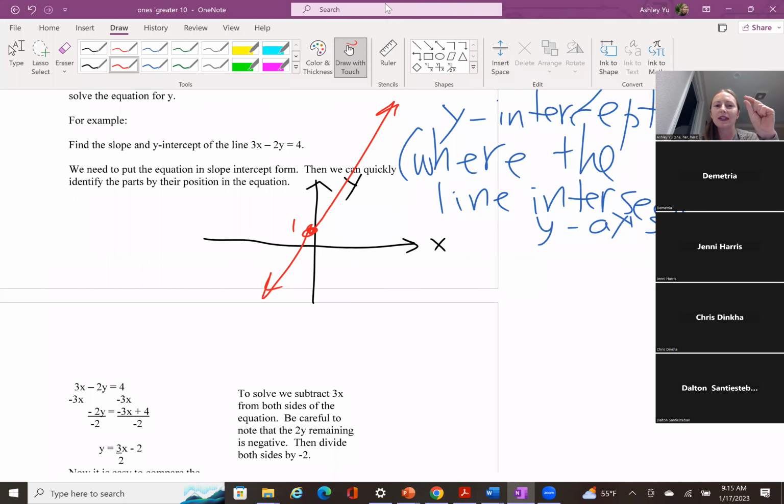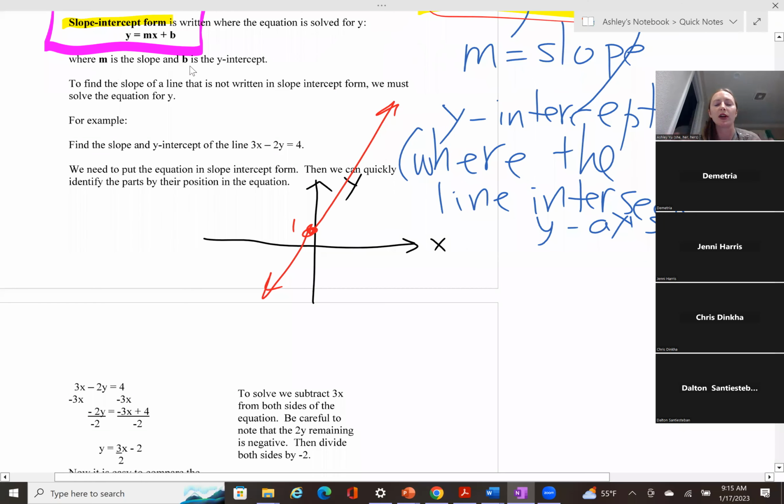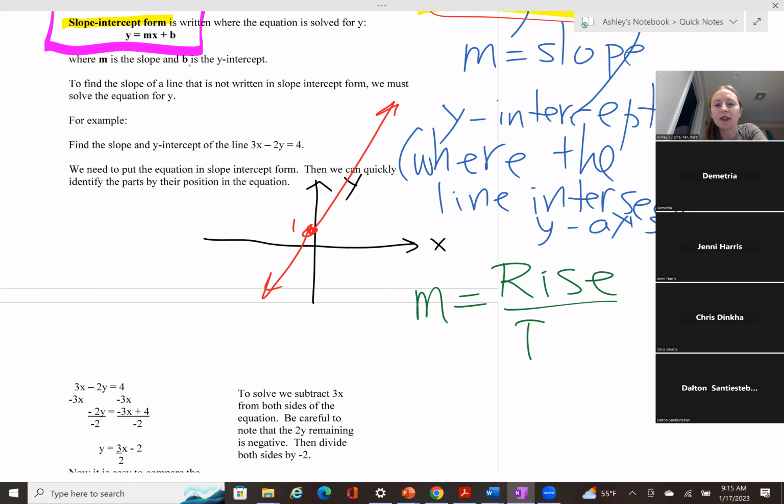Now that I've got that one point, the y-intercept, what do I do? How does the slope help me find another point? Because to figure out what the equation of a line is or how it looks, you have to know at least 2 points. The first one is the y-intercept, but the slope will tell you what the next one is. And to do that, you'll have to think of it as rise over run.